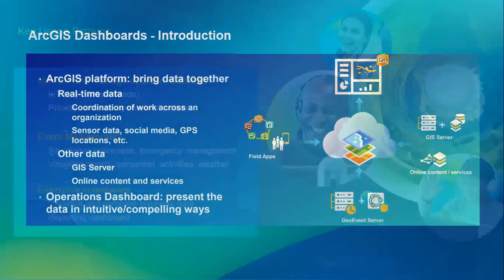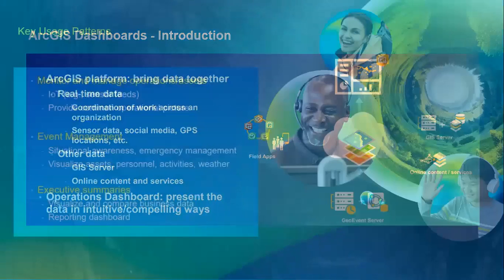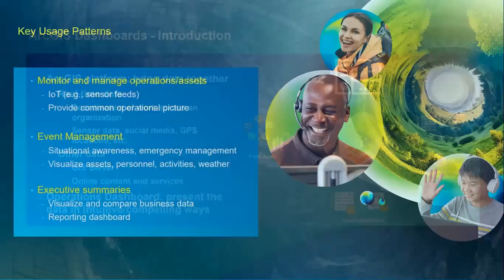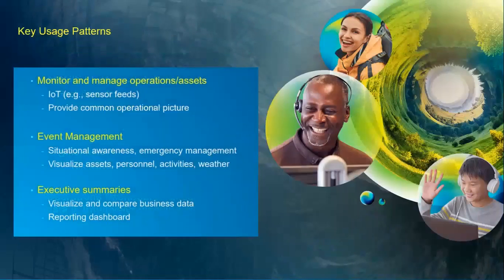We have a couple of usage patterns or scenarios. One is being able to monitor and manage your operations and assets. That comes in with IoT. IoT is the Internet of Things, which has been very emergent in GIS, and now Operations Dashboard can be used for that. It can plug into real-time sensors and generate visualizations that enable you to understand what's going on in your data.